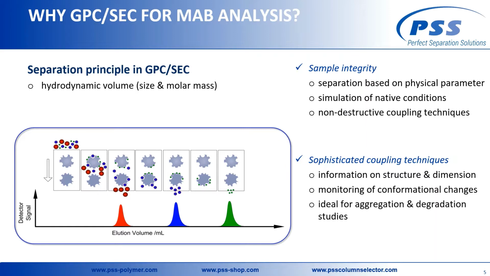Based on this information, the following 3 facts point out why GPC-SEC is so highly suitable for biomacromolecules. First, the GPC-SEC separation principle relies on a physical parameter. Second, the use of buffers simulating native and physiological conditions is possible. And last but not least, the hyphenated techniques are non-destructive. These advantages enable us to analyze the proteins and MABs while maintaining their structural integrity.